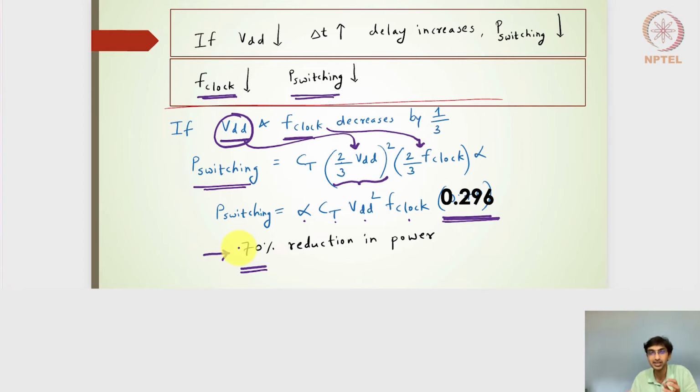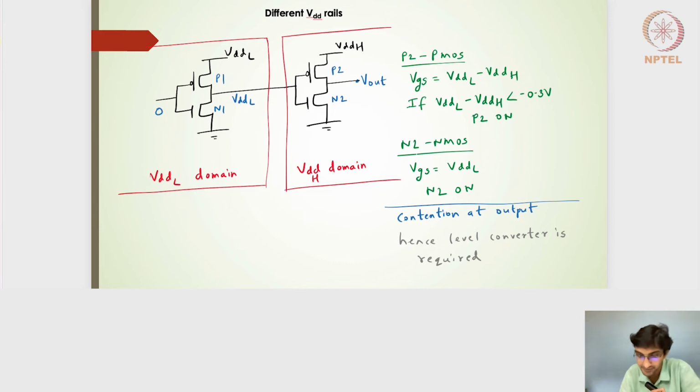Whenever we are dealing with power and delay, there is always a trade-off. If I want to design my circuit in such a way that it has a lot of power savings, then the delay is naturally going to increase. And if I want the delay to be really minimum, then the power will naturally increase. So one has to deal with both the parameters.